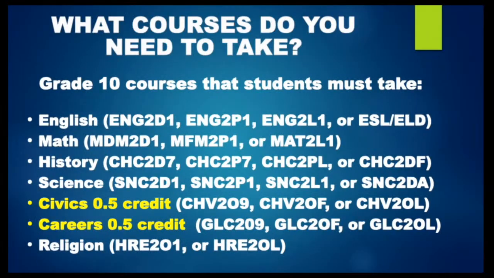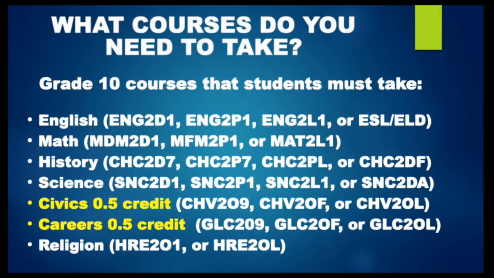So what courses do you need to take next year? It's very similar to grade 9, where you have 6 classes that are compulsory and 2 that will be elective. Of the compulsory credits, you will be taking an English, a math, a history, a science, civics and careers. Now, with civics and careers, it's a little different. They're both worth a half credit each. So that's the one difference. It's the only classes that are like that.